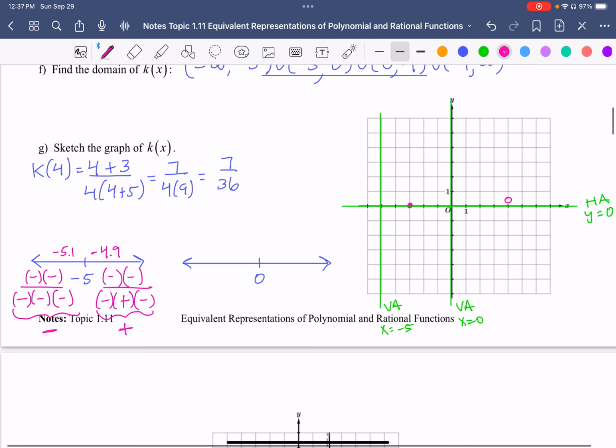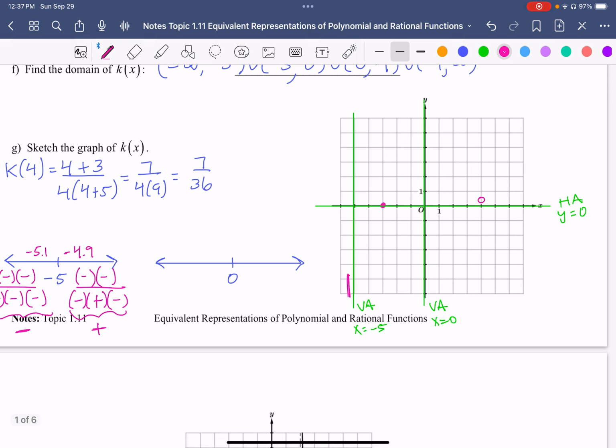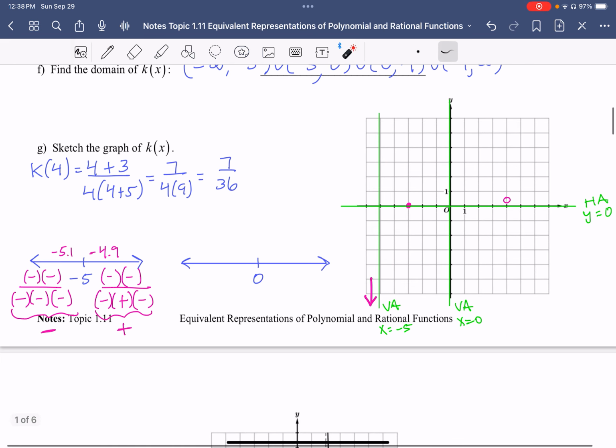So to translate that to my graph, that means that on the left of negative 5, I am going down. So on the left of my vertical asymptote at negative 5, I'm going to draw an arrow going down, as such. And then it said that on the right of negative 5, I'm going up, okay? So on the right of this, I'm going to draw a line going up. Let me draw it a little bit better.